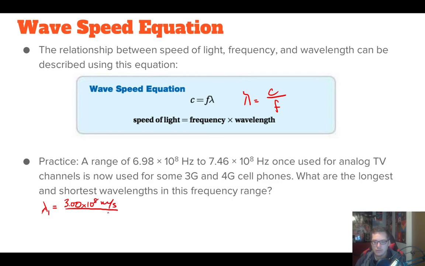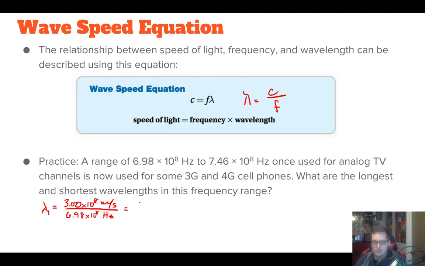And then the frequency, we'll use this first one first, because it came first, so there's no real big deal. 6.98 times 10 to the 8th. And remember, our frequency is in hertz, okay? That really means 1 per second. So that's why these seconds cancel.